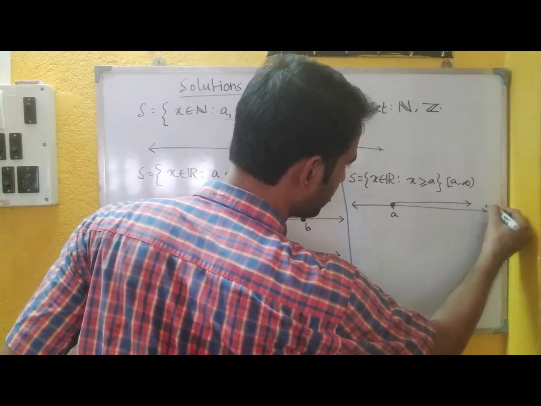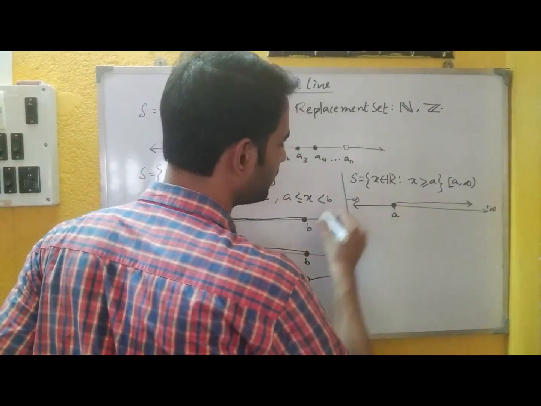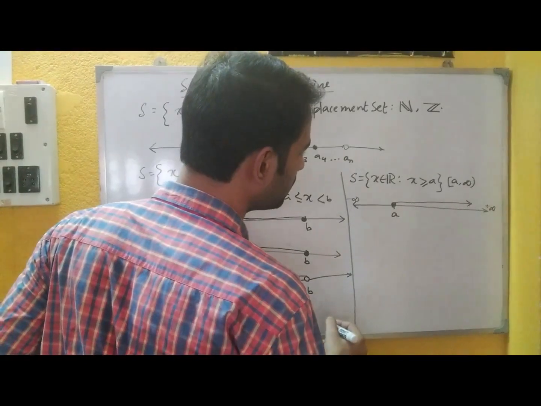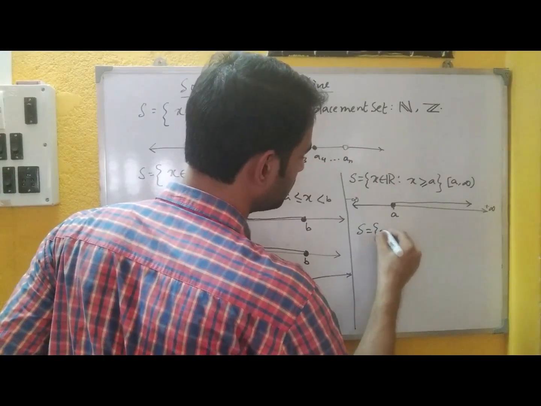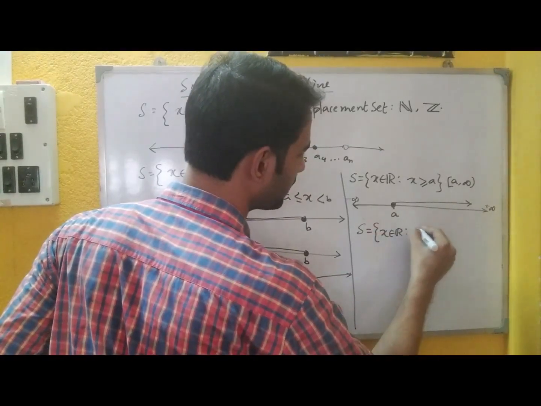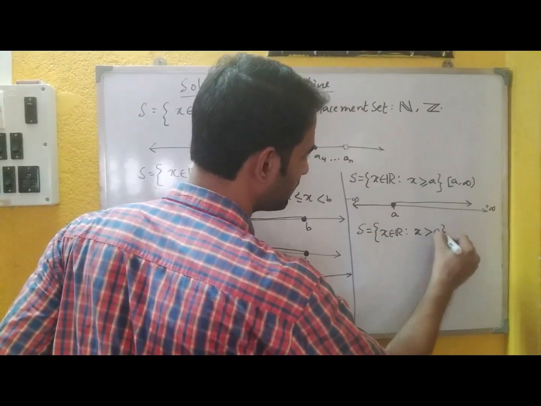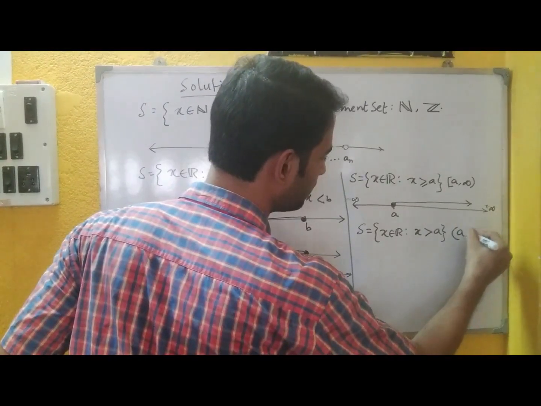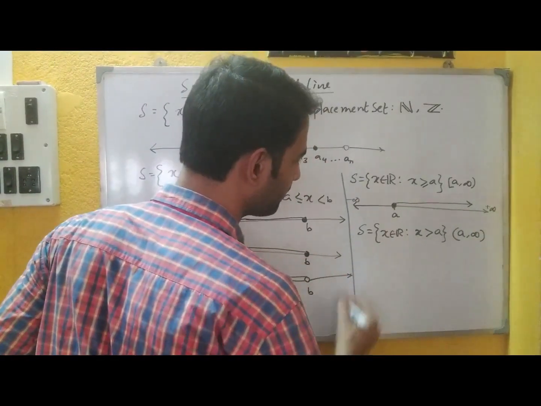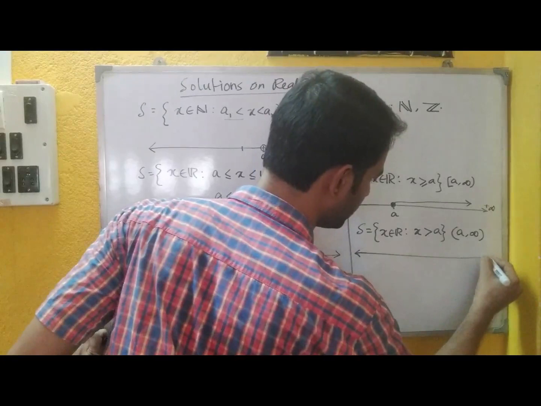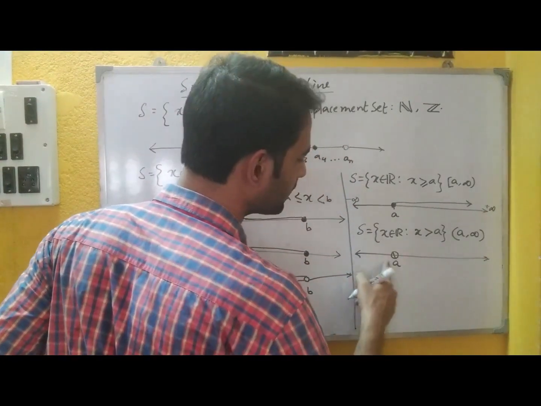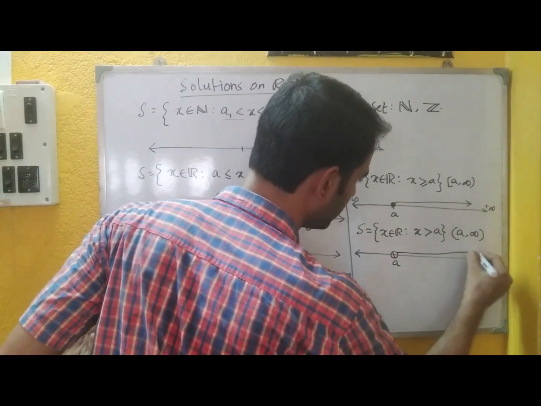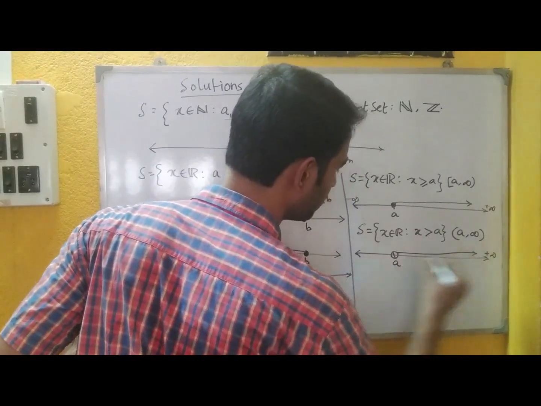You can give a sign here, plus infinity, minus infinity. And if it is an open ray, which belongs to R such that X is greater than A, then this means it is the open interval (A, infinity). So in that case, you do the same thing, just with an open circle, and give an arrow towards infinity.